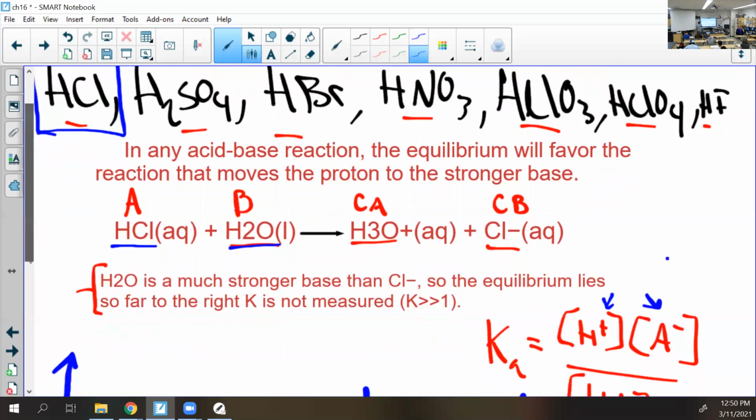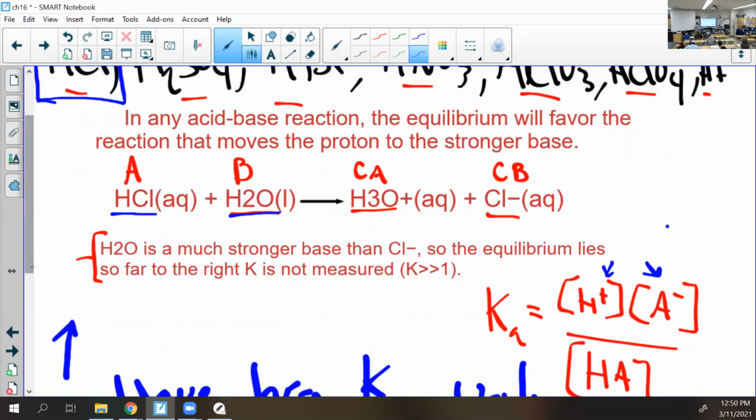Since this happens right here, H2O, water, is a much stronger base than Cl minus, so the equilibrium lies so far to the right that K is not measured. So what we're saying is water can hold on to the H plus. It can hold on to that stronger than Cl minus can.